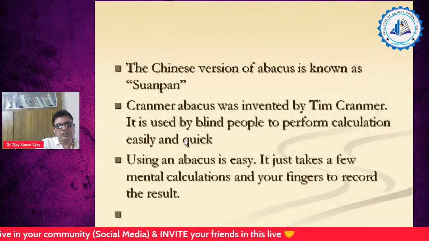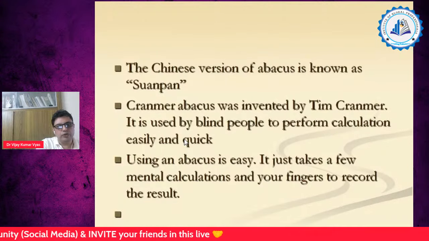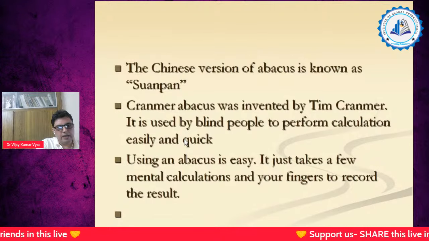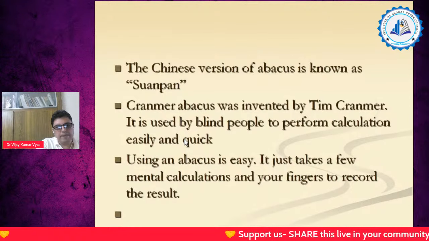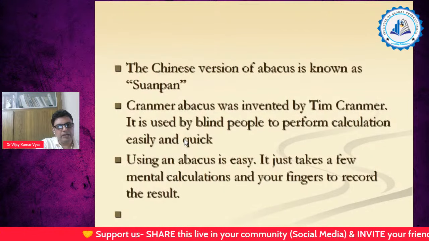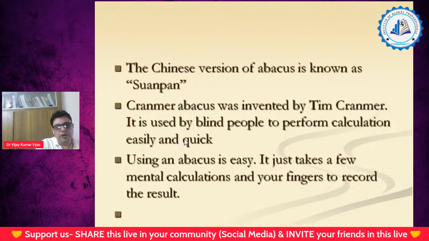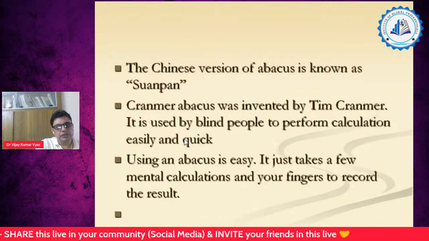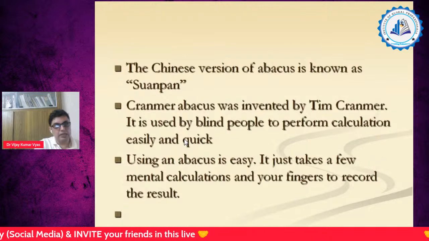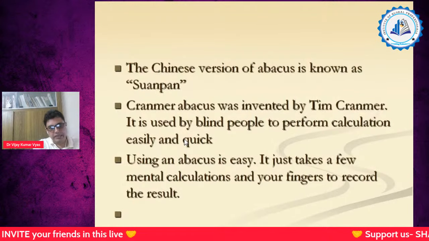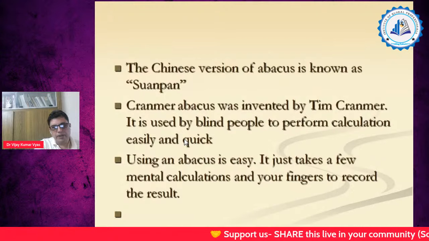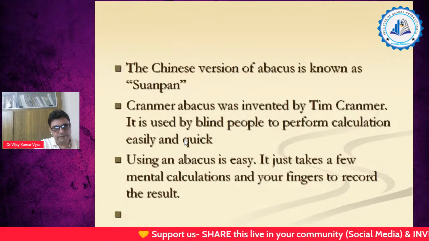The Chinese version of the abacus is also known as Suanpan. Another one, the Cranmer abacus, was invented by Tim Cranmer. It is used by blind people to perform calculations easily and quickly. Using an abacus is easy, and it takes a few mental calculations and your fingers to record the result.